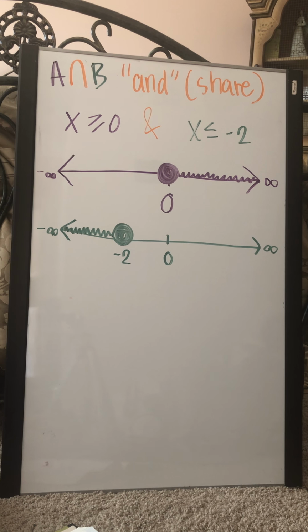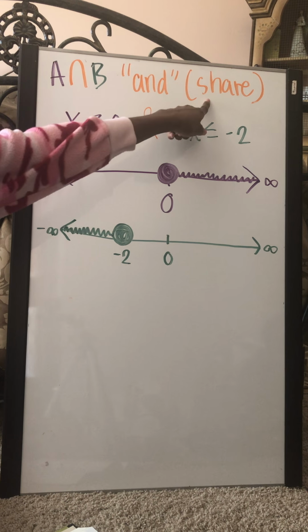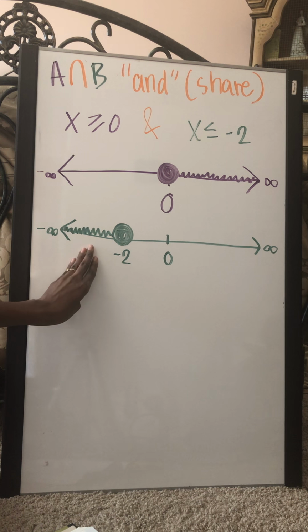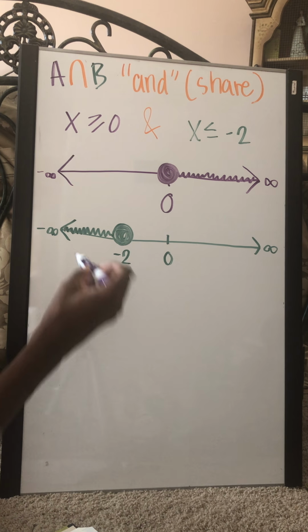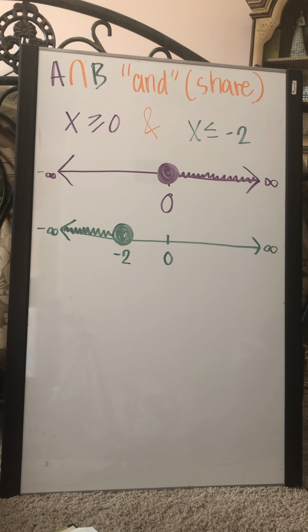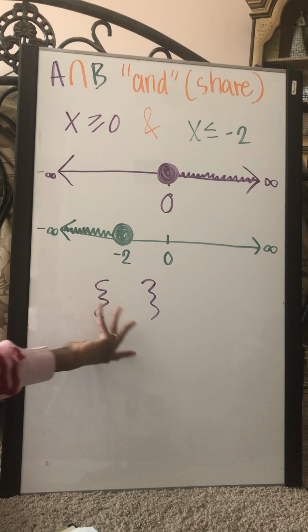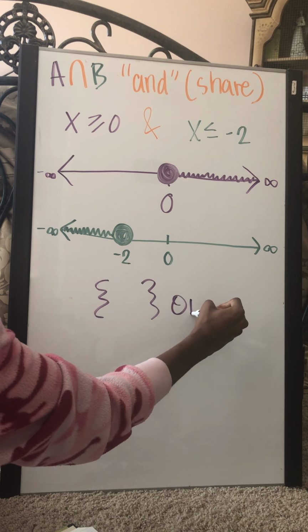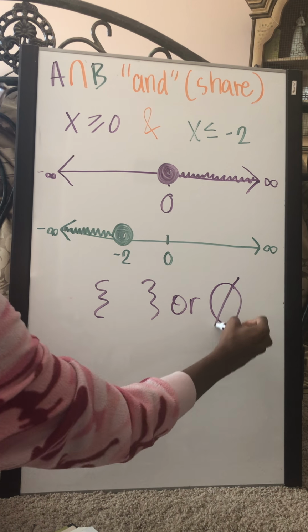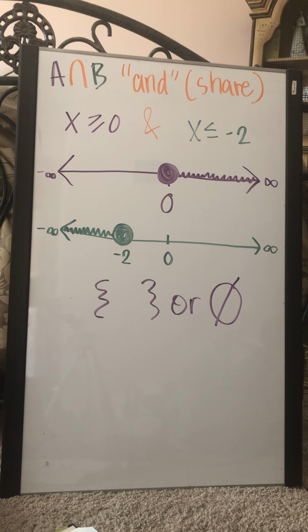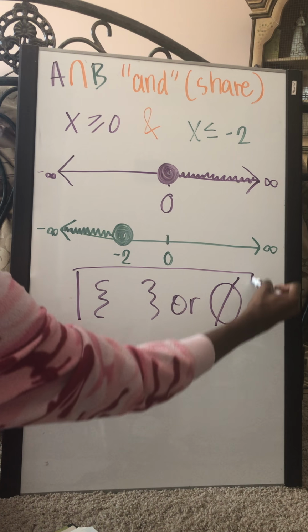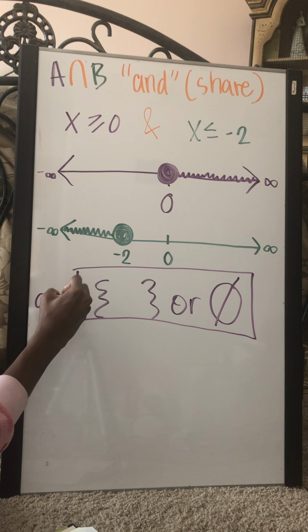Because we are looking for "and", again, that means where they share. So where do the green and the purple share in shading? Nowhere, right? So that means that the solution set is going to basically be an empty set. And the way that we write that is like this, where there's nothing on the inside, or you can write like a 0 with a line through it. And that would be our final answer. So you could write it either way.